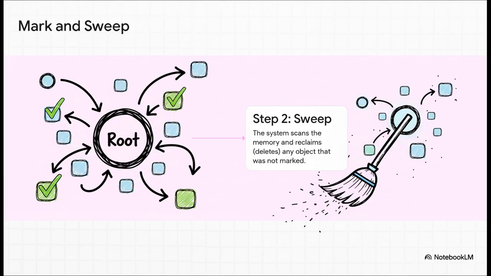A classic tracing algorithm you'll hear about is mark and sweep, and it works in two really simple phases. First, you have the mark phase. The system just goes on an exploration, following every link it can find and marking every object it reaches as live. Then comes the sweep phase. The system scans through all the memory and just sweeps away anything that didn't get a mark. It's a really effective way to clean house.